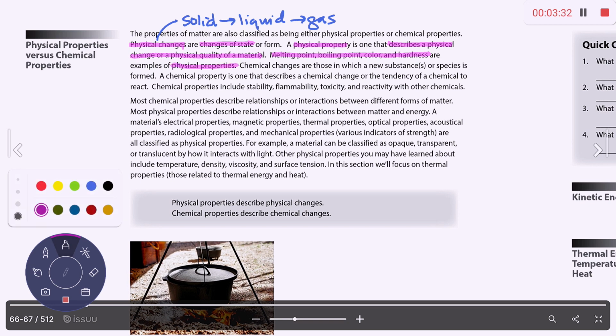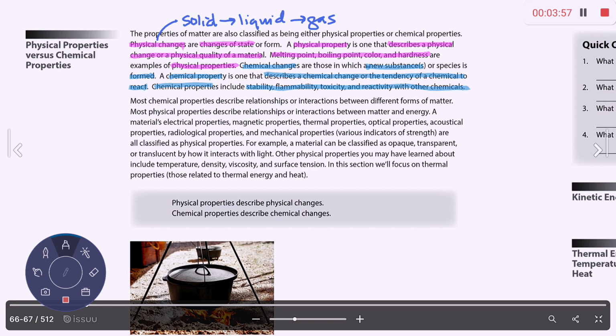Then you have chemical changes. Chemical changes are when a new substance is made, okay? Chemical properties describe chemical changes or the tendency of something to react. So chemical properties would be things like, how stable is something? Is it flammable? Is it toxic? Does it react with other things? Does it rust? Does it decompose, etc.?